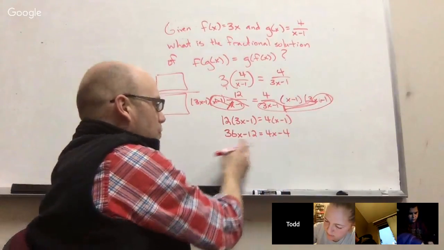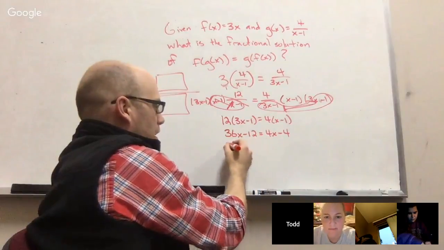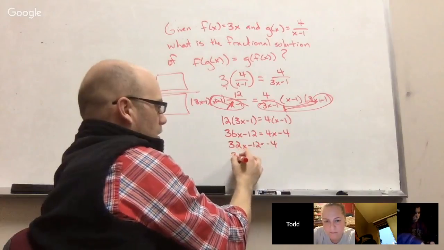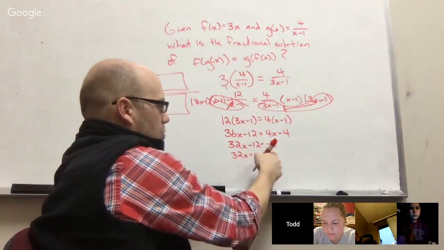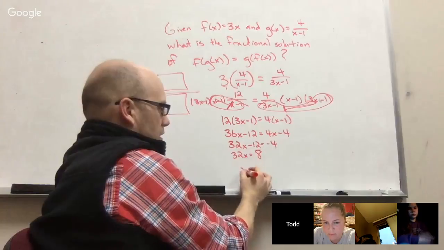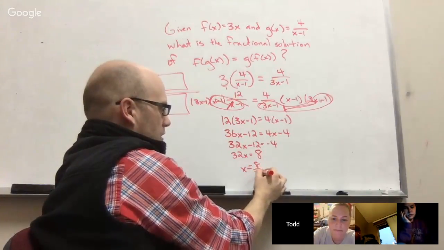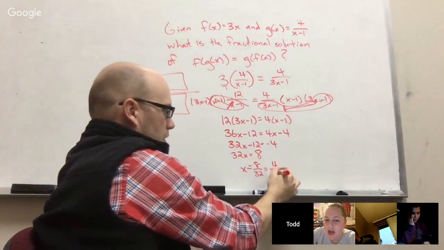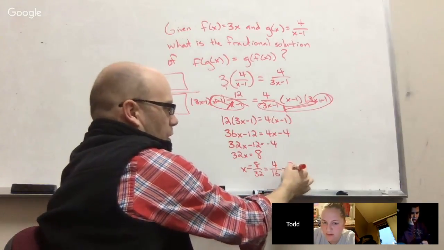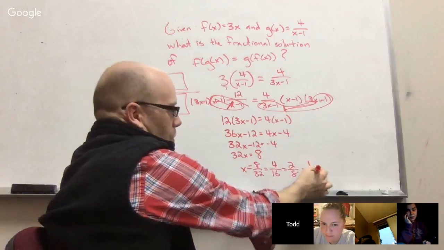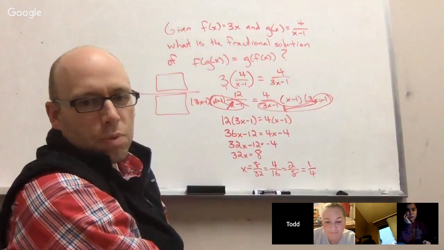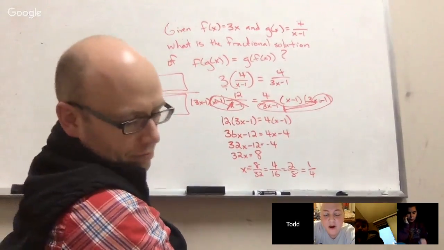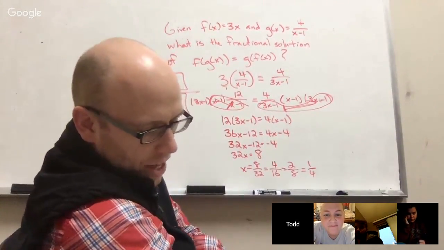So let's subtract 4x from both sides. We're going to get 32x minus 12 equals negative 4. 32x equals, I'll add 12 to this side and get 8. So x equals 8 32nds. Or if we reduce that, 4/16 if you want, we can go all the way 2/8, 1/4, right? We probably could have gotten to 1/4 immediately, but I tried to torture y'all. All of that for a fourth.